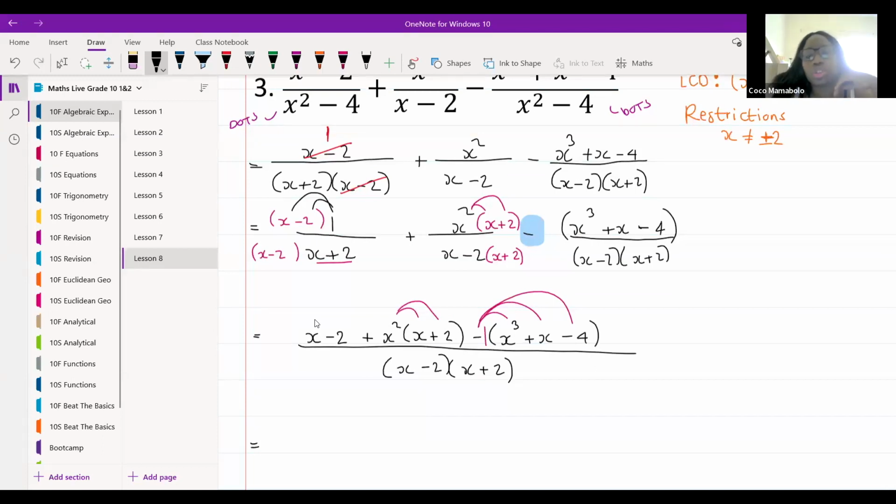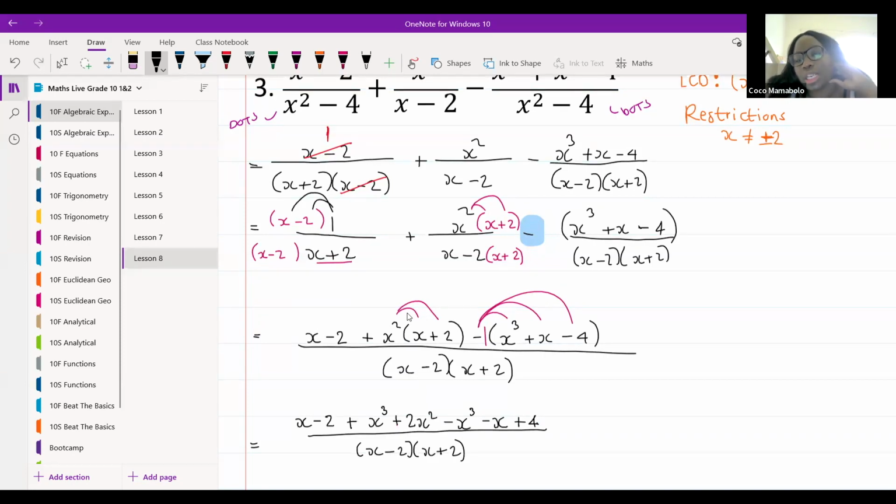Okay, now I'm going to distribute. I'm going to get x minus 2 plus x squared times x will give me x cubed, and x squared times 2 will give me plus 2x squared. And then over here, I'm going to end up with -x cubed minus x plus 4. All of that over x minus 2 and x plus 2.